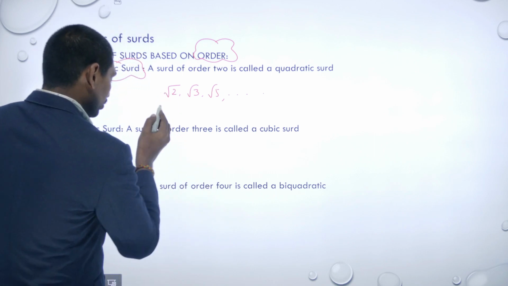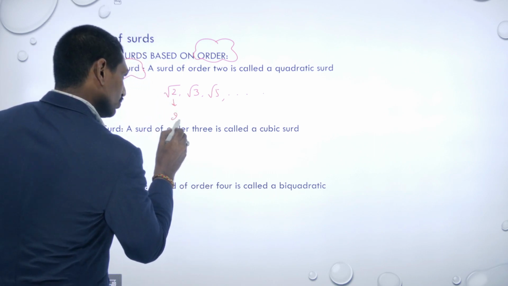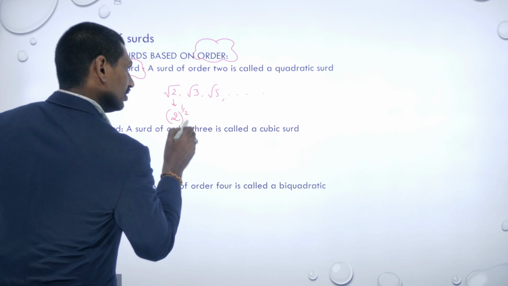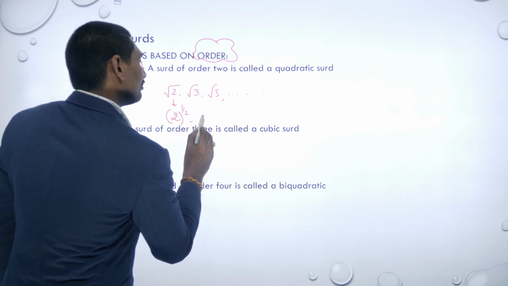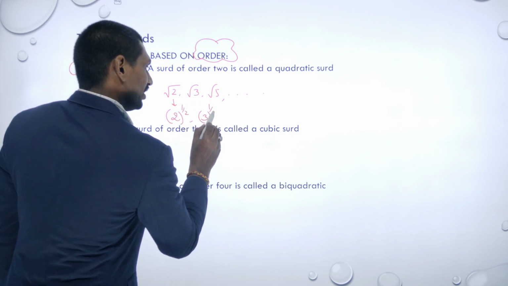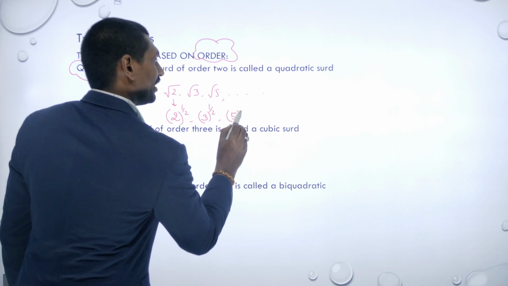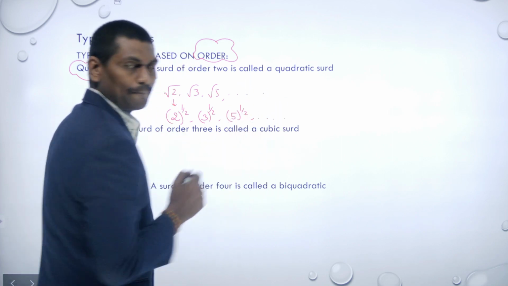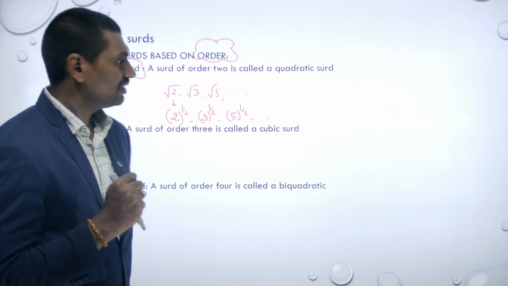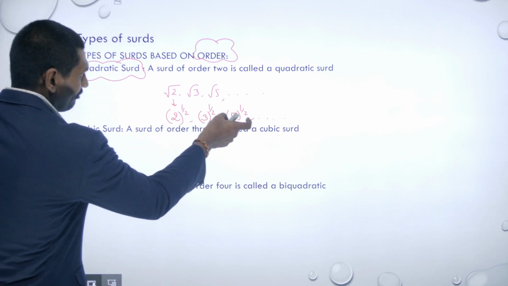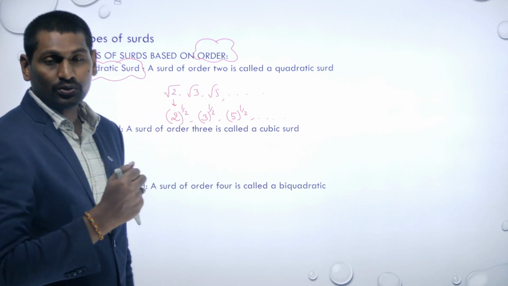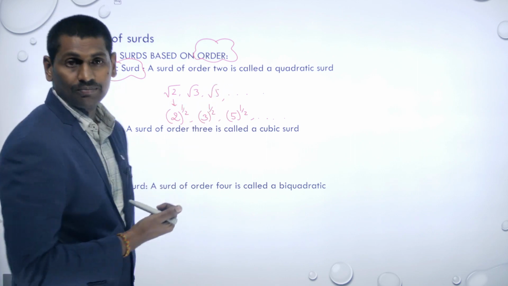Whenever you want to express it in the exponential form, square root of 2 is nothing but 2 power 1 by 2. Square root of 3 is nothing but 3 power 1 by 2, 5 power 1 by 2 and so on. Clear? So this is the exponential format of the square root: root over 2, root over 3 and root over 5.